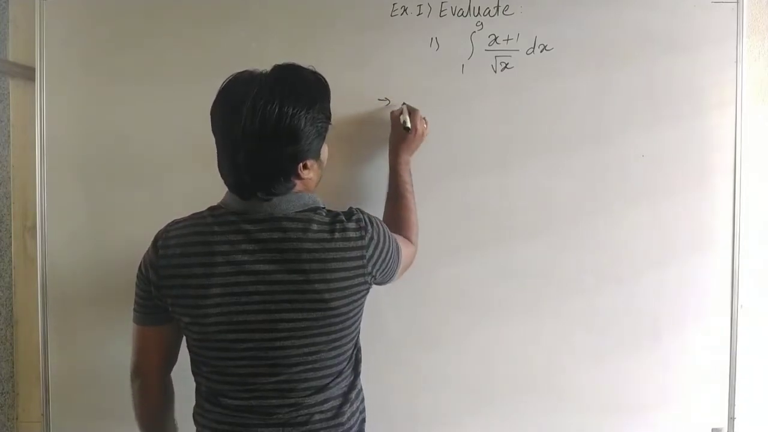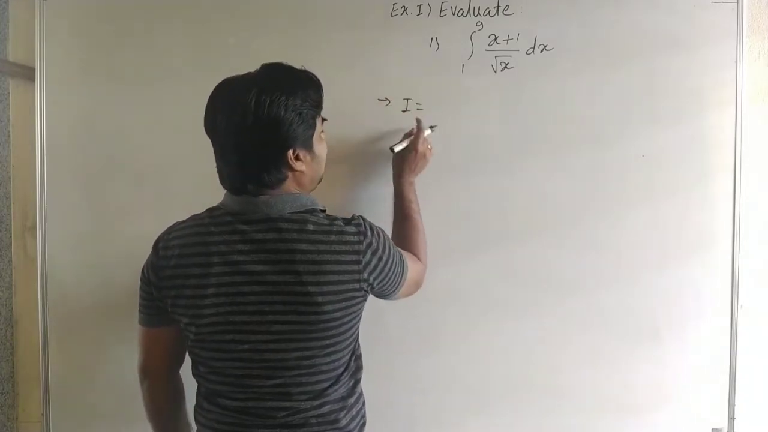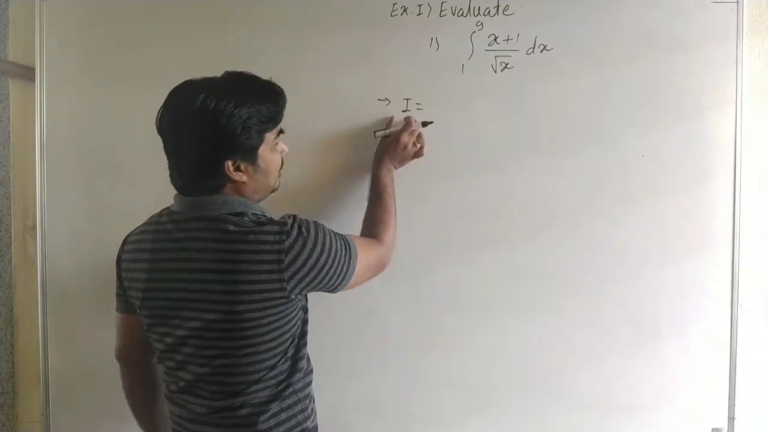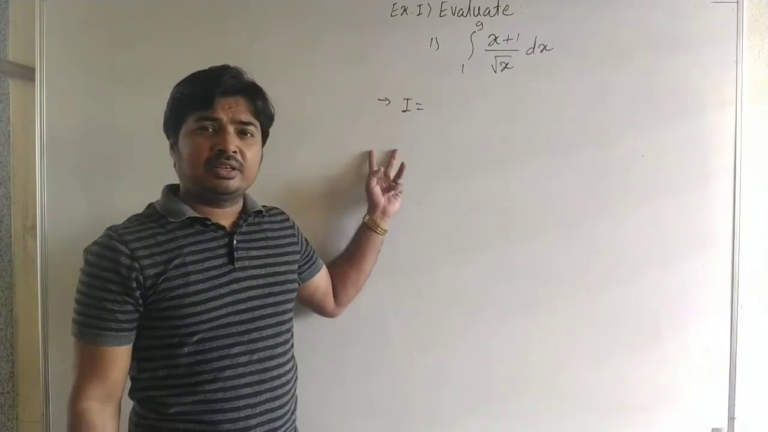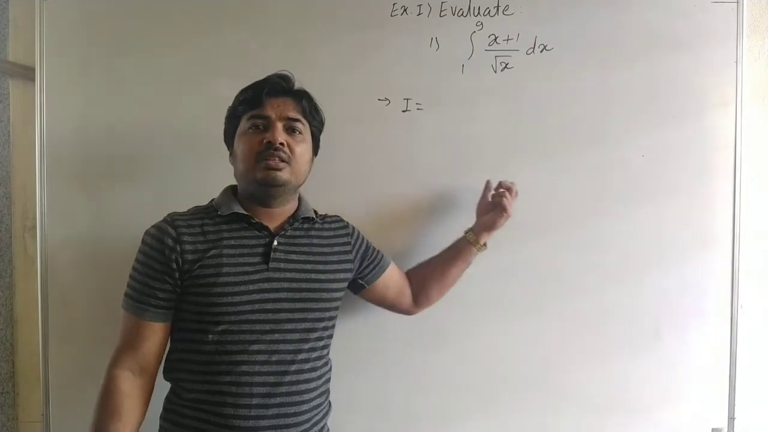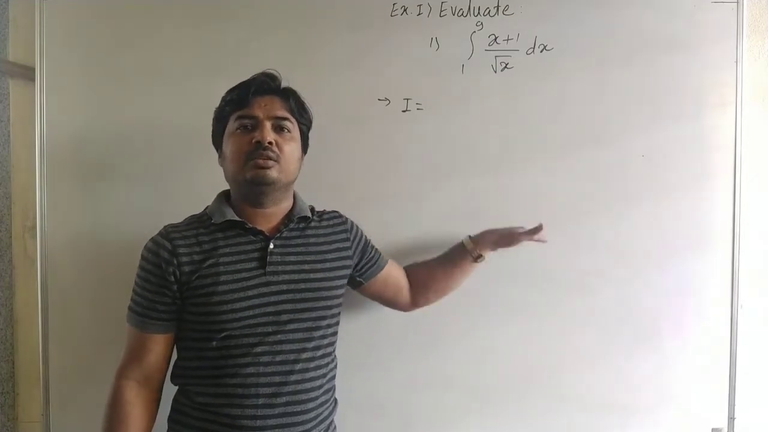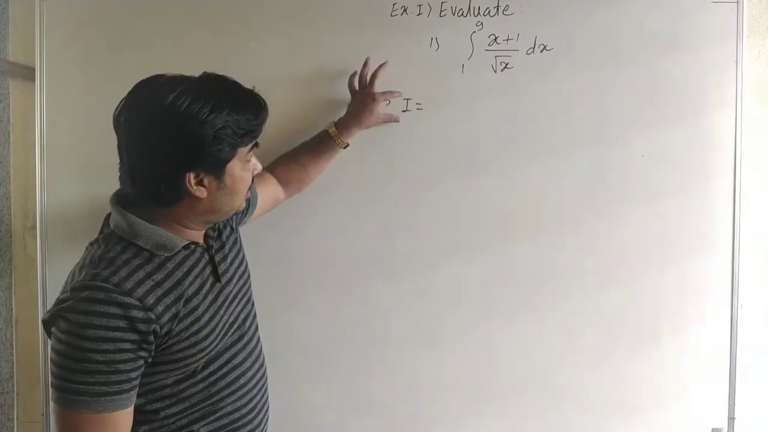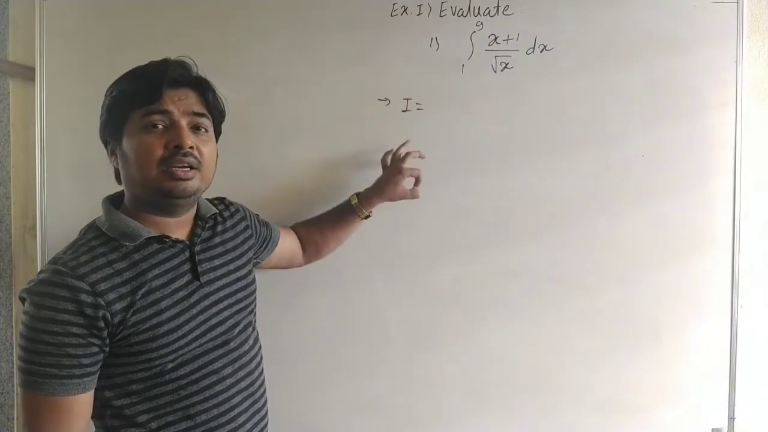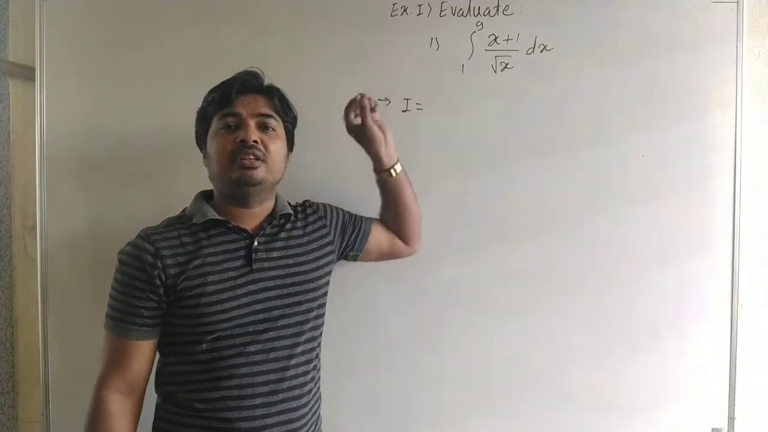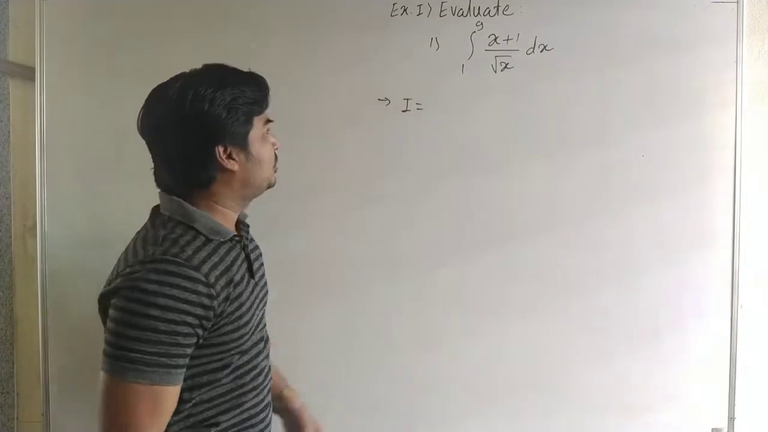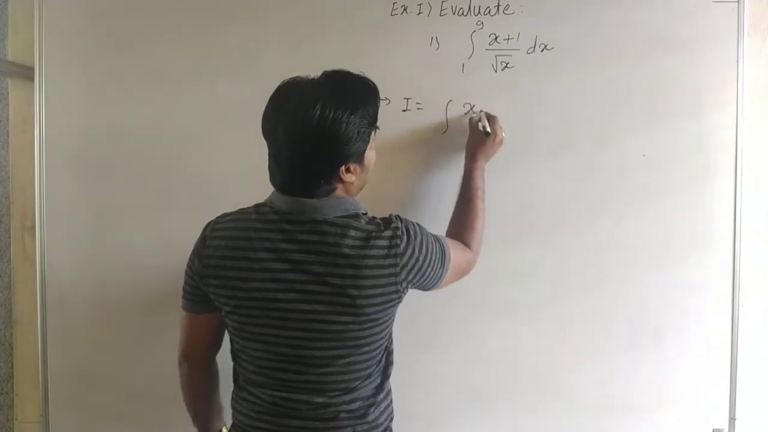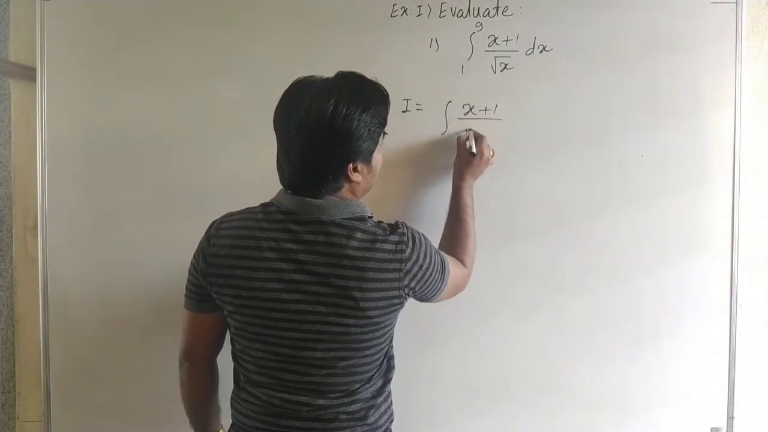Now the solution. Here I is an integral, indefinite or definite? Notation I: indefinite integral or definite integral. In an indefinite integral, the answer is in terms of a function of x plus c. In a definite integral, the answer of the integral is a constant. Now we check this. Here I is equal to the integral of (x plus 1) upon under root x.